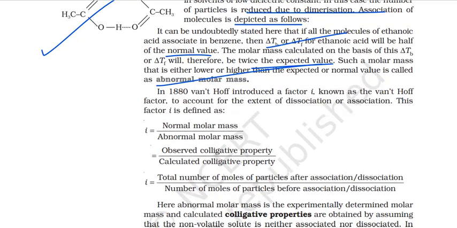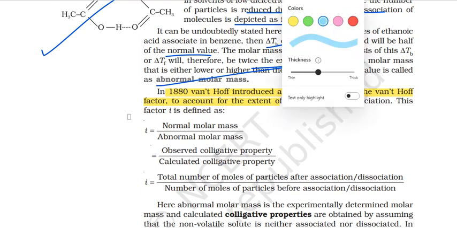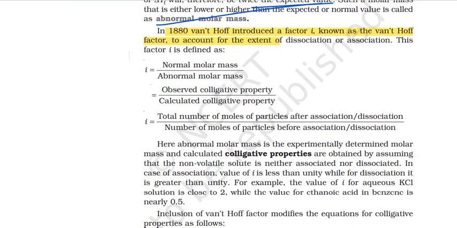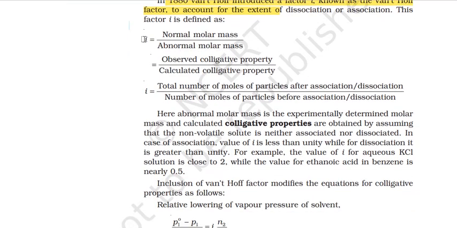Then, in 1880, Van 't Hoff introduced a factor known as i, the Van 't Hoff factor, to account for the extent of dissociation or association. उसने बोला, भाई हम आज ये मसला ही खत्म करेंगे, हमें पता नहीं है कभी कुछ dissociate हो रहा है, कभी कुछ associate हो रहा है. This is such a misleading concept, you know. We cannot even find out the correct molar mass. So he said that we'll introduce a factor that will be the Van 't Hoff factor. उसको हम हर एक equation में डाल देंगे और हमें पता चलेगा कि हमारे जो भी values निकालने हैं, they will be the true values.